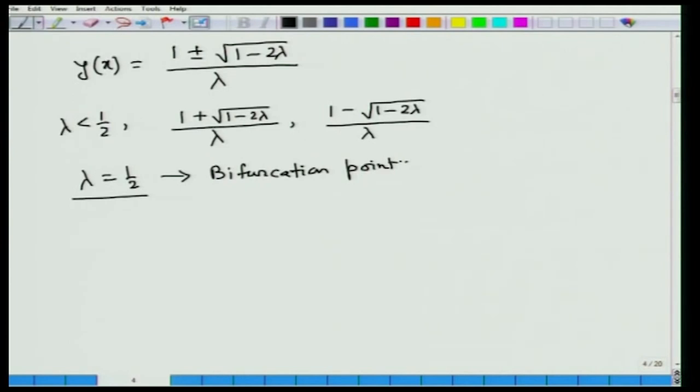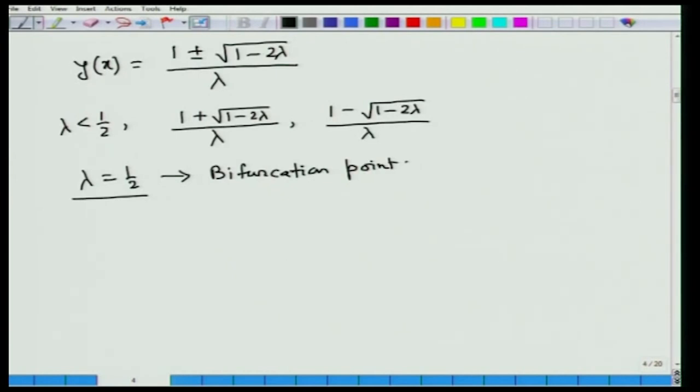And the phenomenon that for lambda equal to half, we have only one solution. For lambda less than half, we are getting two solutions, that is 1 plus root over 1 minus 2 lambda by lambda and 1 minus root over 1 minus 2 lambda by lambda. These two solutions are actually bifurcating from the unique solution obtained at lambda equal to half. So, this phenomenon is called bifurcation of solutions, and this type of bifurcation actually appears in most of the discussions on nonlinear dynamics involved with nonlinear equations. So, this is one simple example of a nonlinear integral equation where bifurcation of solutions may come into the picture.